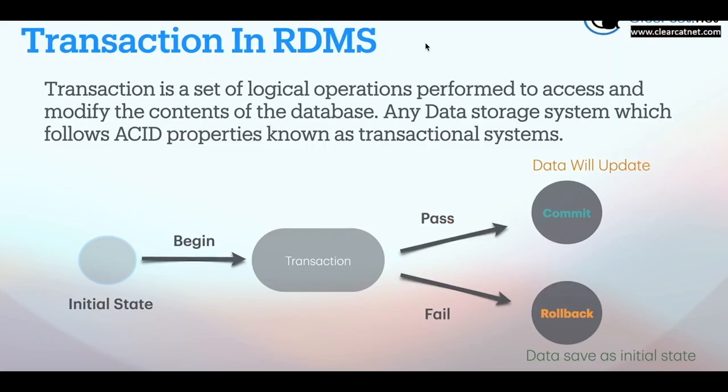The transaction in RDBMS is a set of logical operations performed to access and modify the content of the database. Any data storage system which follows ACID properties is known as a transactional system. The way the transactions, or the set of queries, perform their task in our database is shown in the diagram below.